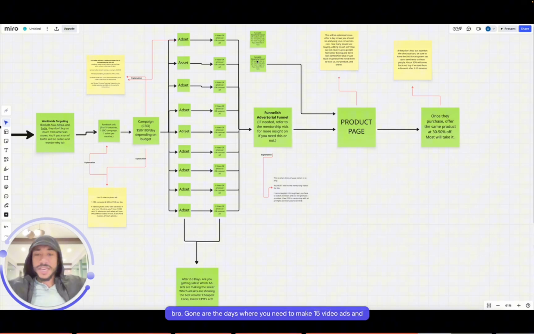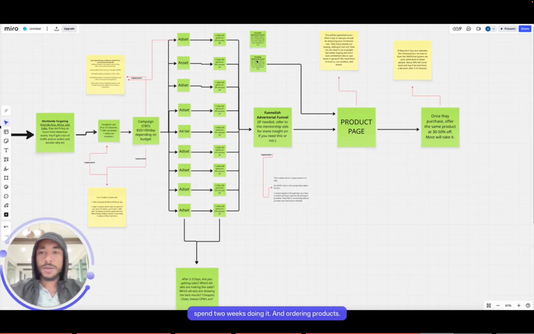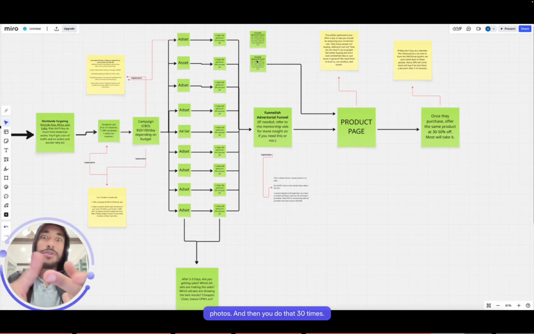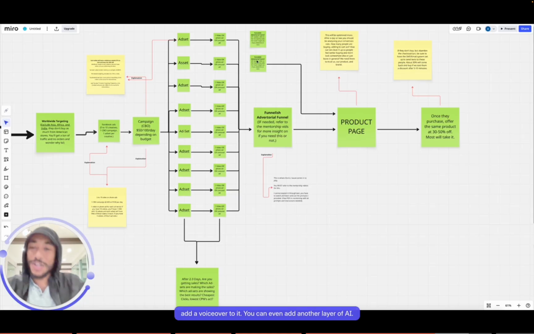Bro, gone are the days where you need to make 15 video ads and spend 2 weeks doing it and ordering products. Nah, bro, that's the old way. We're using AI, okay? Even when we're making our photo ads, you can make a whole video out of AI just by making photos with AI and then using a different AI to add motion to those photos. And then you do that 30 times. Now you have a whole complete AI video. You add a voiceover to it. You can even add another layer of AI.